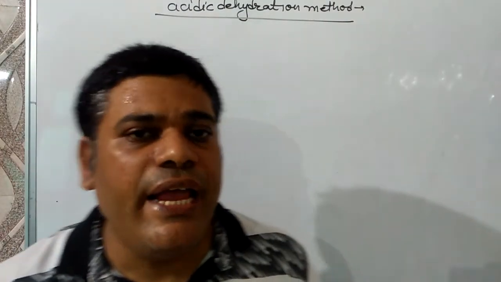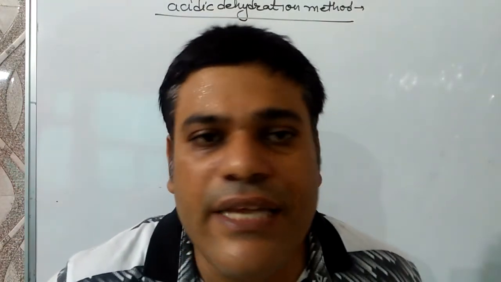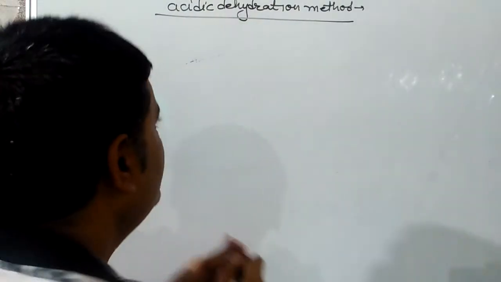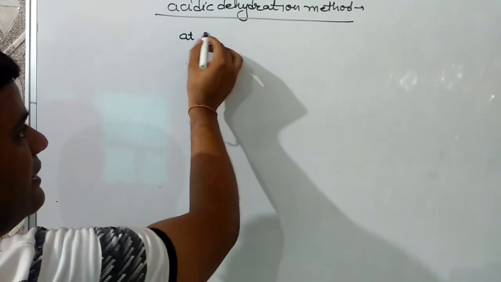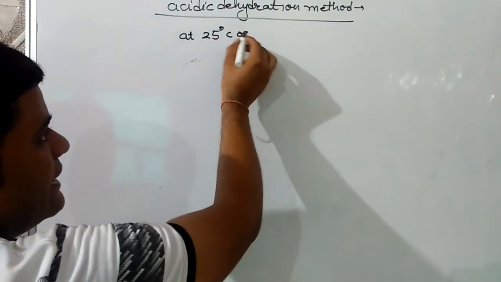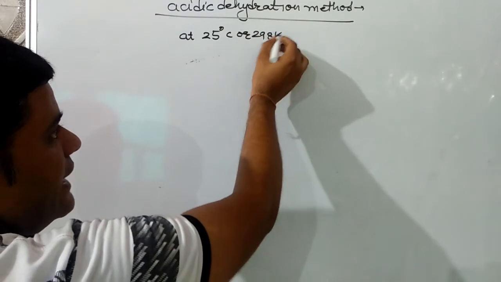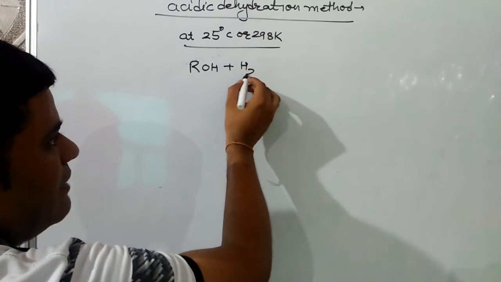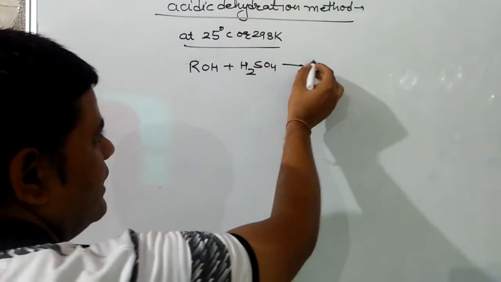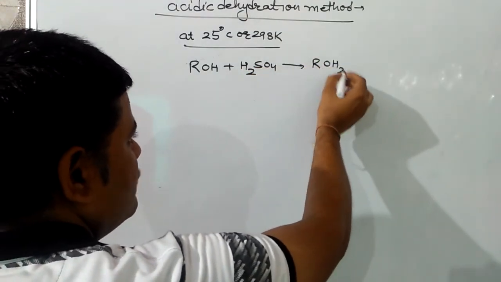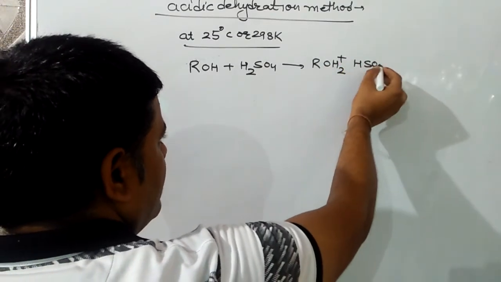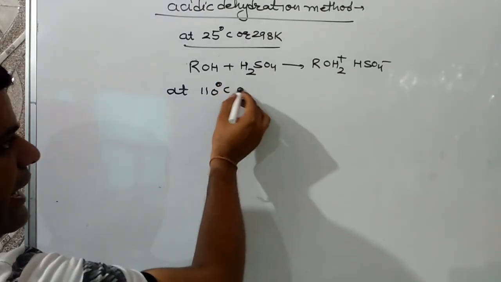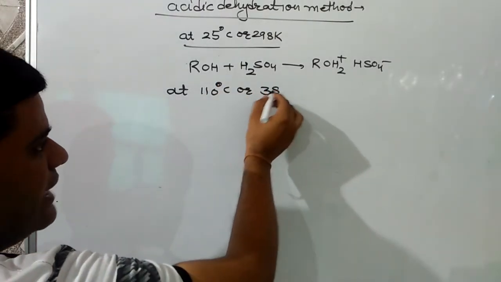But in the chapter on alcohols, we have discussed that the product of acidic dehydration depends on temperature. If the temperature is 25 degrees centigrade or 298 Kelvin, then elimination of water doesn't take place. Hence, an addition compound is formed, known as oxonium salt, ROH2 positive, HSO4 negative.